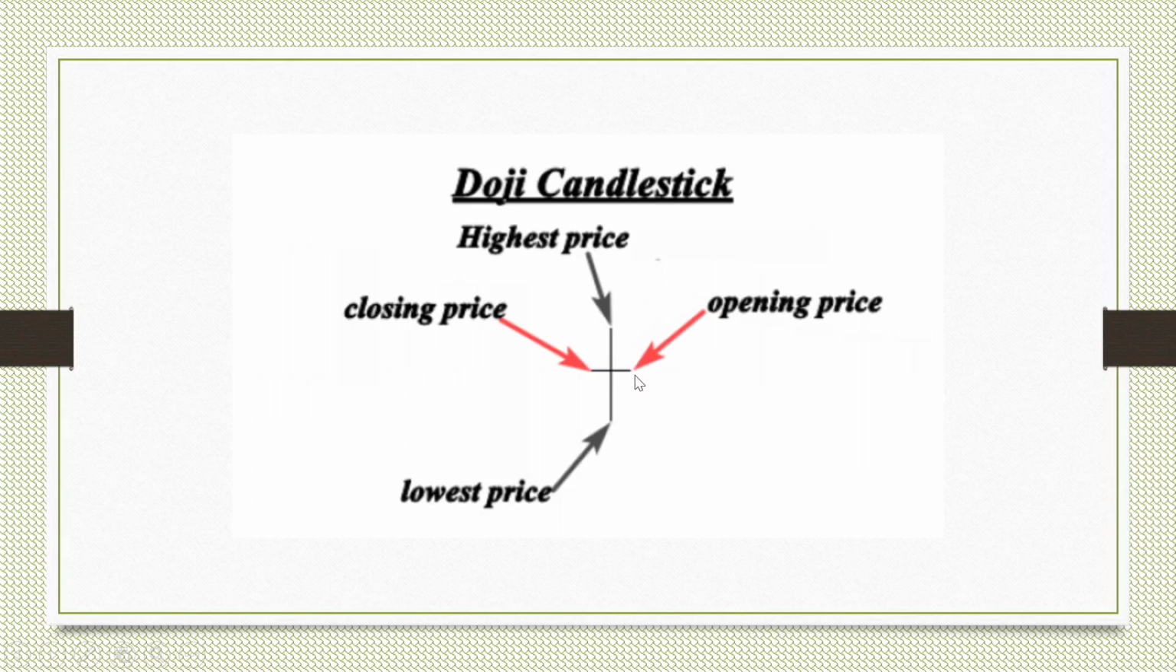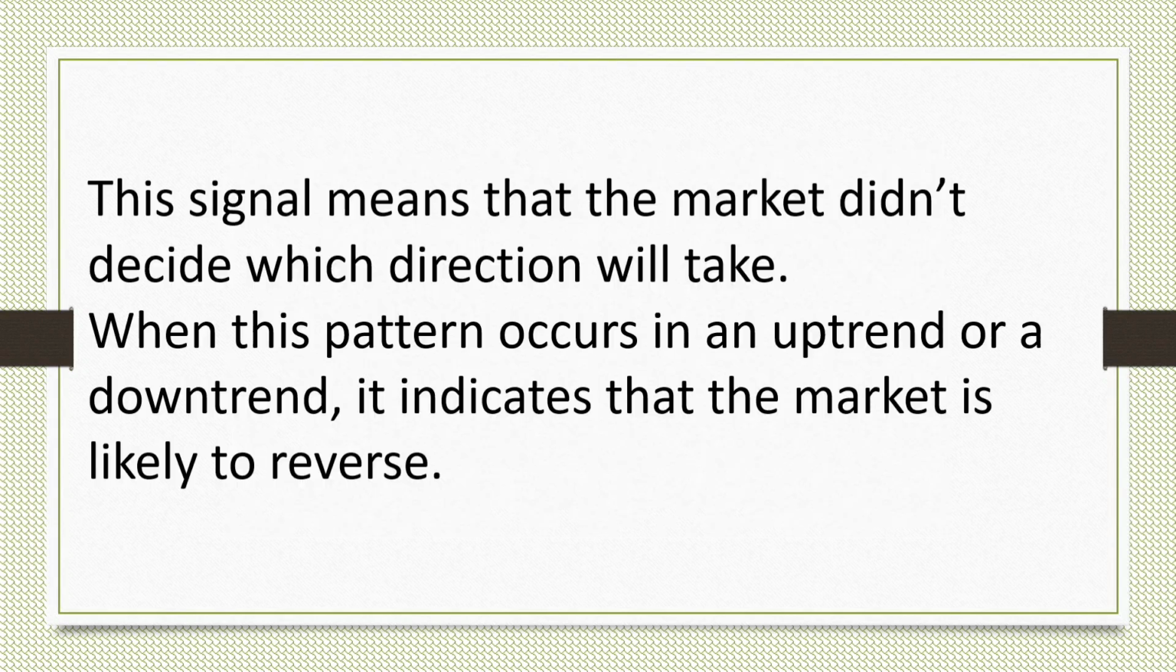So this causes indecision between the buyers and the sellers. Nobody is in control at this point. So moving on, this signal means that the market didn't decide which direction it would take when this pattern occurs. That's it.